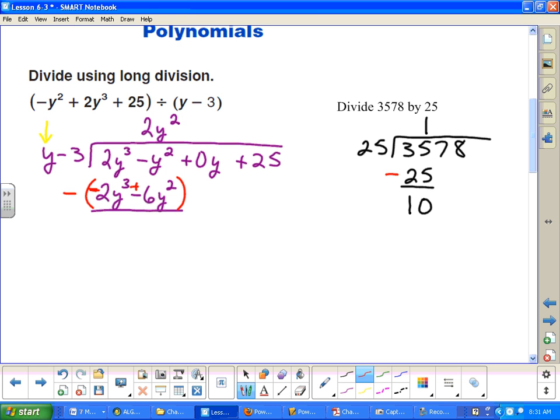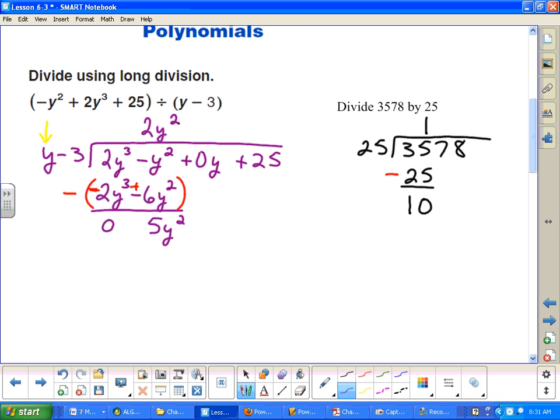Okay, so in our subtraction then, we're going to change the signs. So we get 2y cubed minus 2y cubed, which is 0. And negative y squared plus 6y squared is 5y squared. So we did the same thing using numbers, basically the same as with the polynomial.